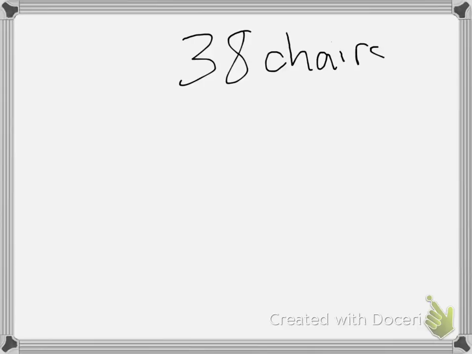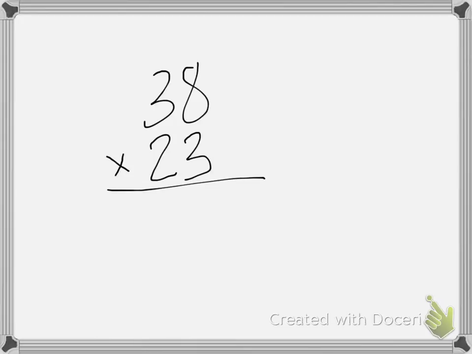I'm going to label it so I remember. 38 chairs, and each chair costs $23. How much money does the carpenter make? So how much money does he make if he sells 38 chairs and each chair is $23? How would you solve this problem? You would solve this problem by multiplying 38 chairs times $23.